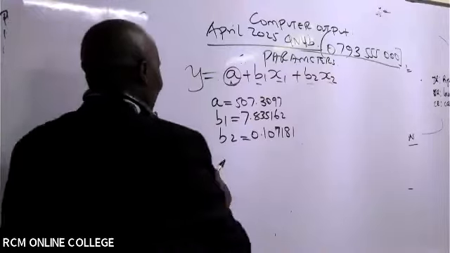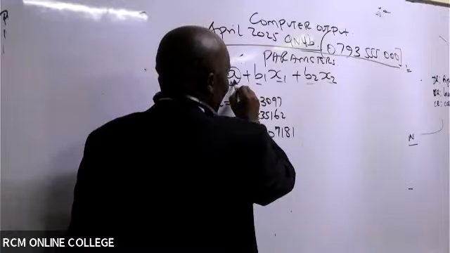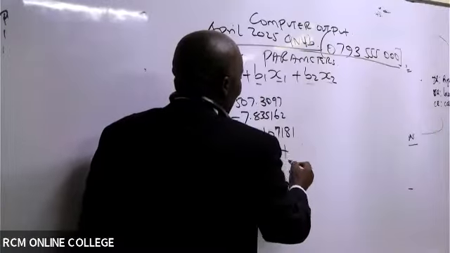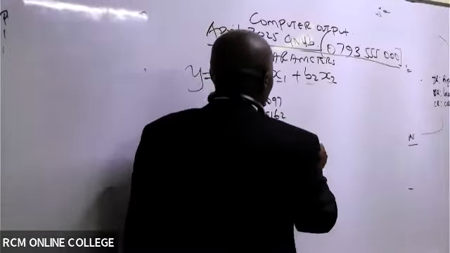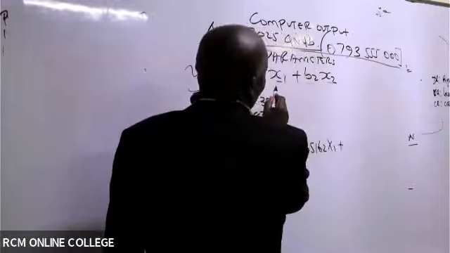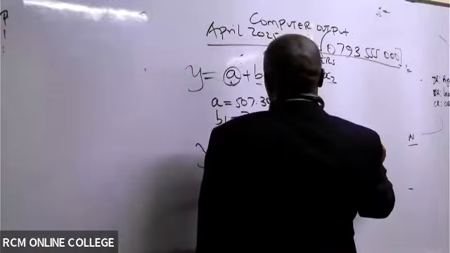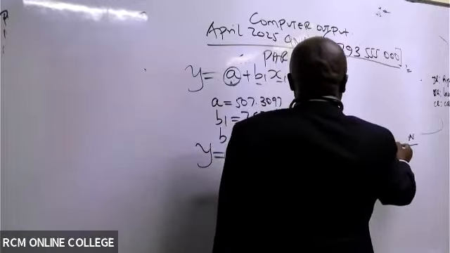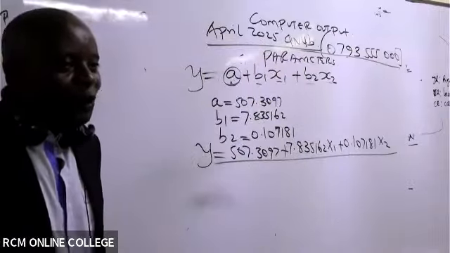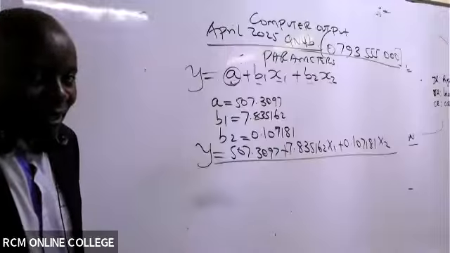You don't want that. So y will be equal to a. So I'm now plugging in 507.3097 plus b1 7.835162 x1, isn't it? Plus b2 is 0.107181 x2, like that. And then you have got how many marks for yourself? 2 marks.